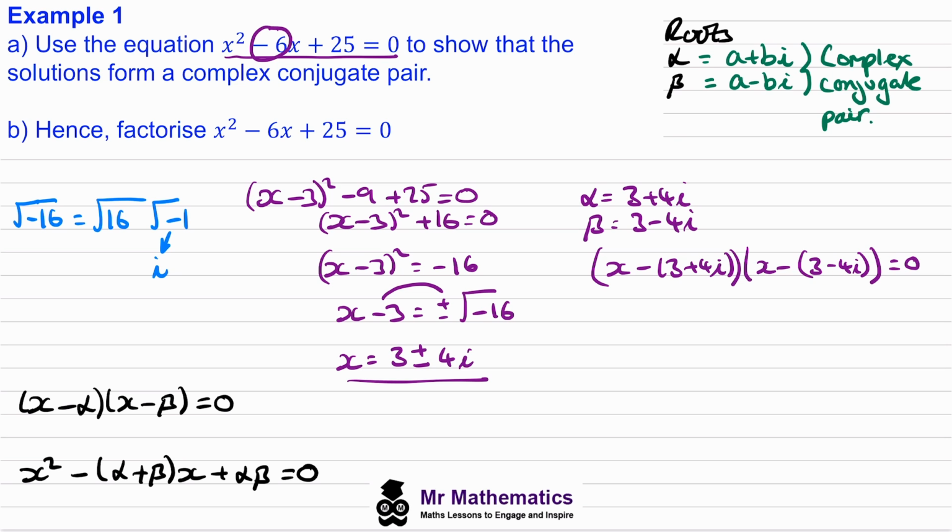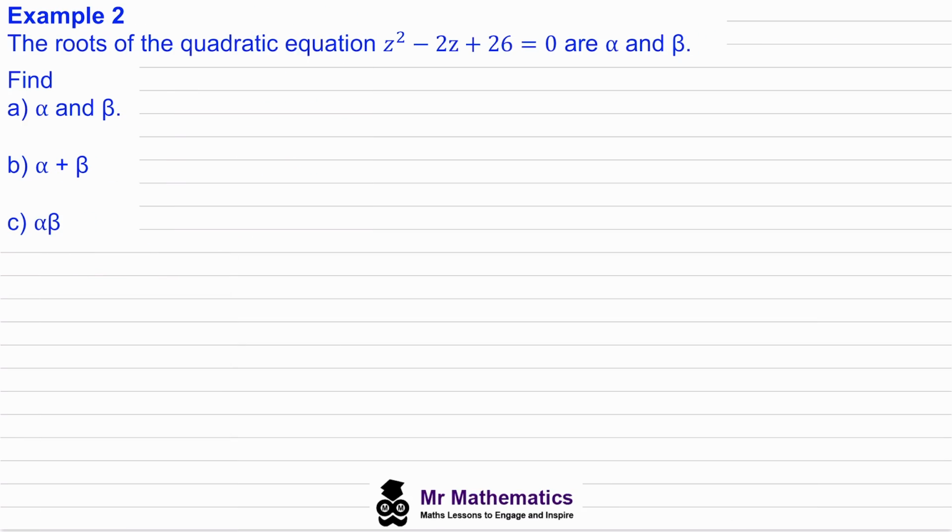And in example 2, we're going to look more at how we use this part of a formula. Okay, so in example 2, the roots of the quadratic equation z squared minus 2z plus 26 equals 0 are alpha and beta. Find alpha and beta. So perhaps you want to try this question yourself. You can pause the video, and when you come back, we'll go through the worked solution.